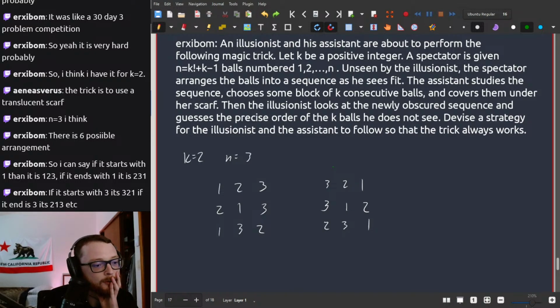If it starts with 3, 2, 1. If the end is 3, it's 2, 1. That should work, yeah. I don't know if this would... That seems difficult to make work for higher numbers. That would get the job done, though.